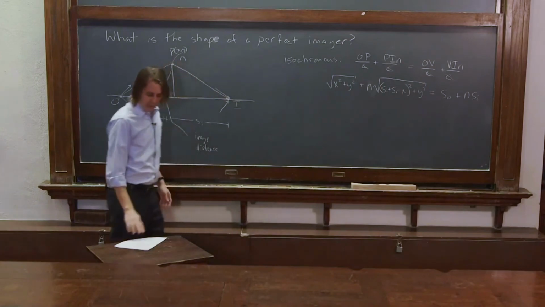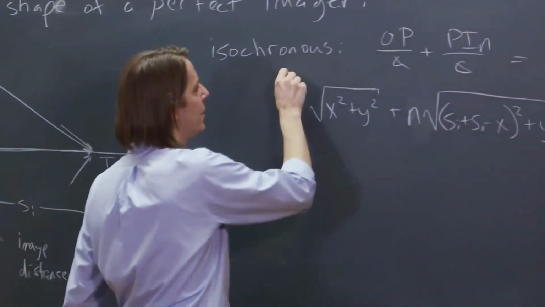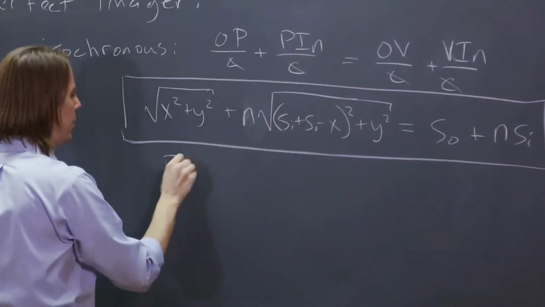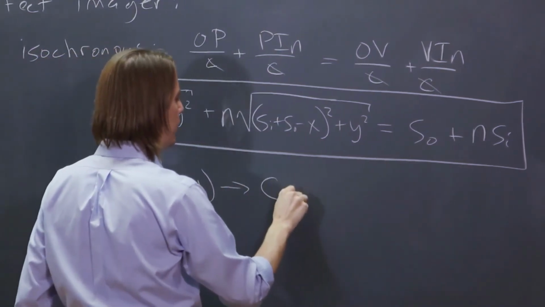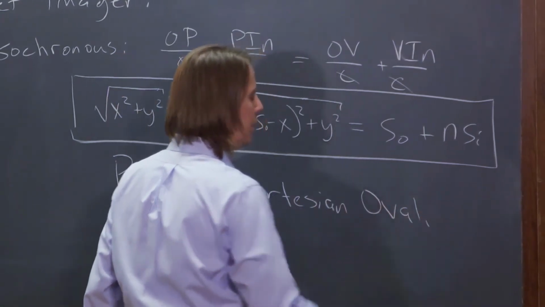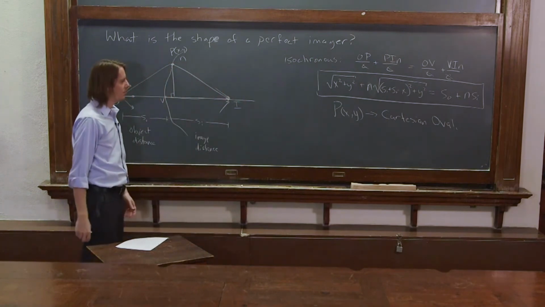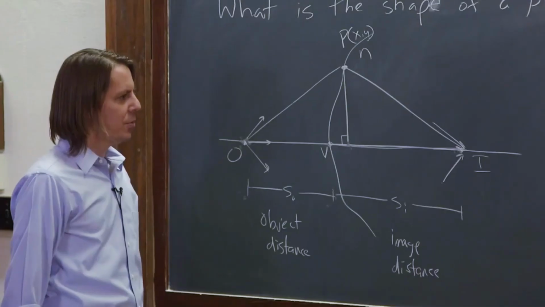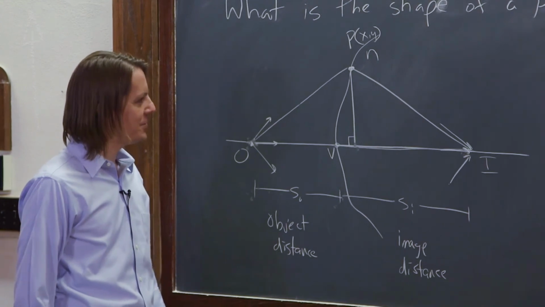And then we're actually done. That's it. This defines a Cartesian oval. That is a known shape. It's basically an egg. An egg is the perfect imager. So we're sort of done, right? We did it. We've come up with the perfect imaging system.